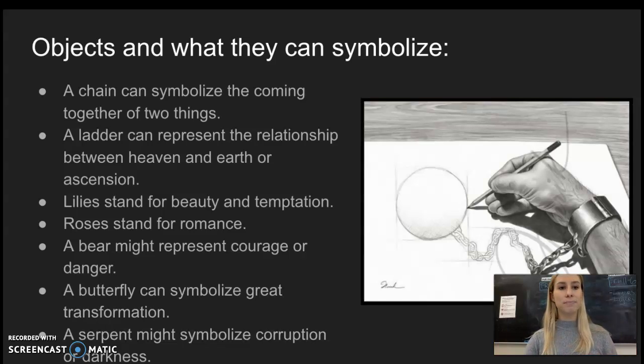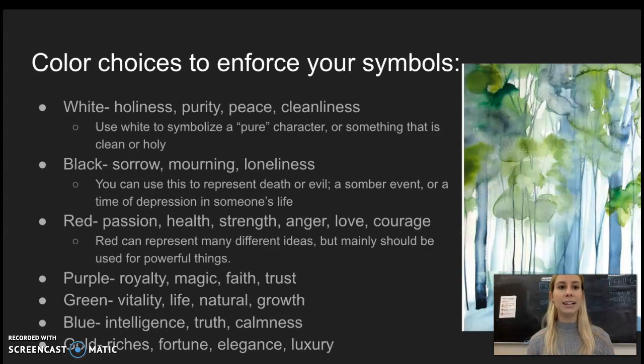So here's a list of some different objects and what they symbolize, just for some examples to get you started. So for an example, a chain could represent things coming together, things being kind of stuck together. A ladder could be a relationship between heaven and earth, and so on. So I do have this PowerPoint linked on the class website. You can go back and look at more specifics here.